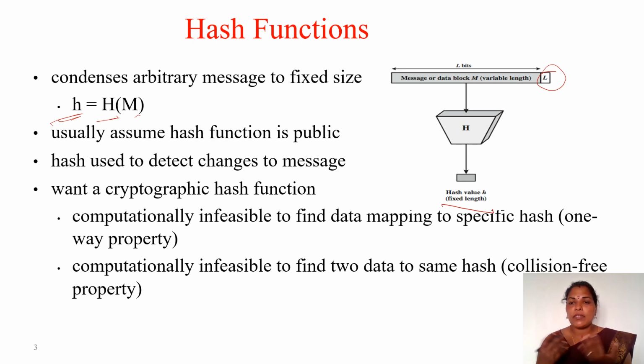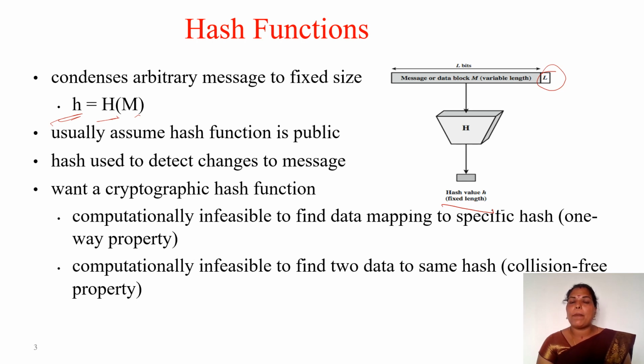So they can easily identify that something in the password is changed, so the data integrity is lost. The changes in the messages are detected using the hash function. So we need a cryptographic hash function, and this cryptographic hash function has two main important properties. One property is the one-way property, and another one is the collision-free property.